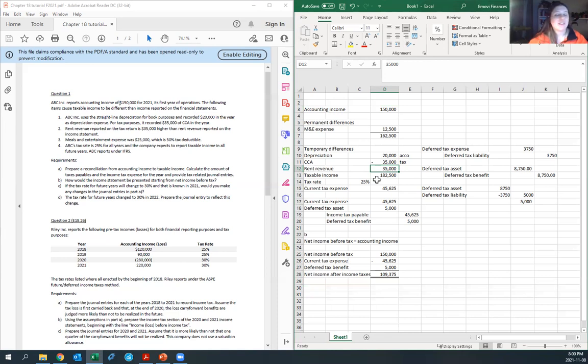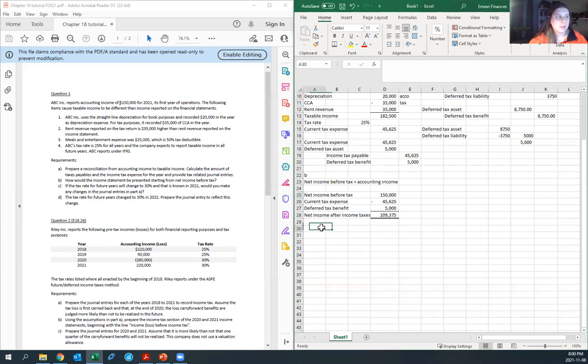No problem. When you're doing exercises, if you're still confused about that, don't hesitate to just write to me on Facebook. All right, for C, if the tax rate for future years will change to 30%, and that is known in 2021, would you make any changes in the journal entries in Part A? Yeah, you would. So here, you set up your deferred tax asset using a 25% tax rate. But you already know that in the future, your tax rate is going to be 30%. So it's going to be 5% higher.